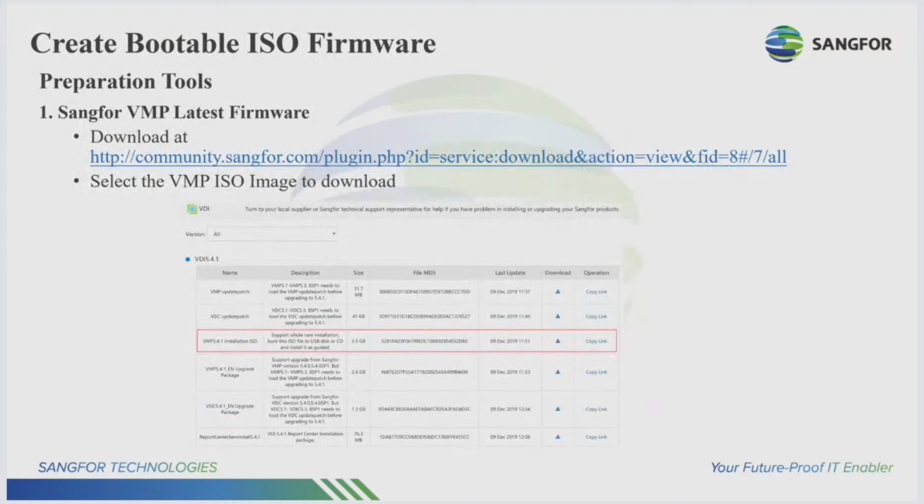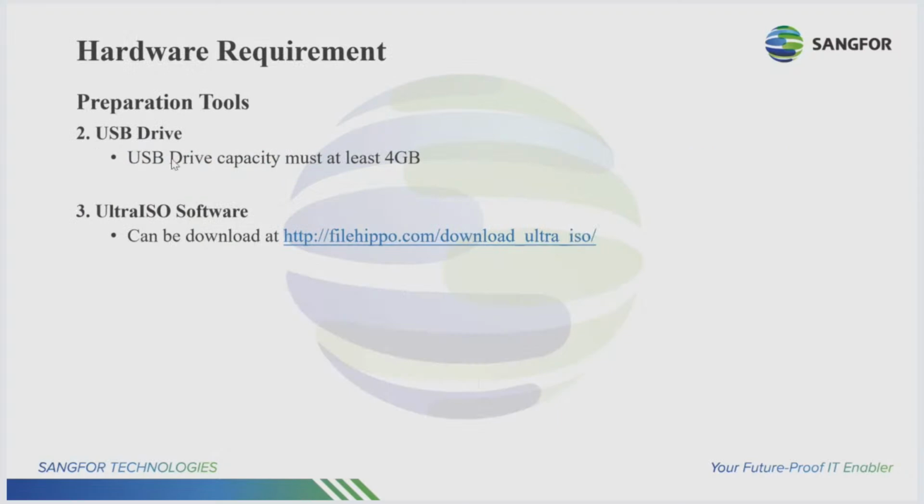And the second one, we need to use preparation tools. Make a USB boot disk. First, we download the VMP ISO image, and then we use UltraISO software to make a bootable USB disk.